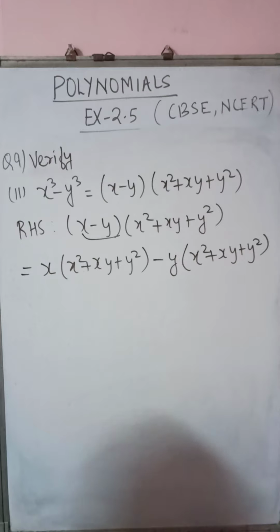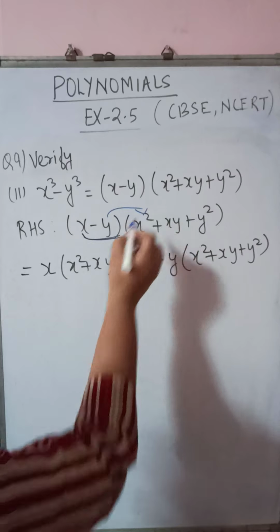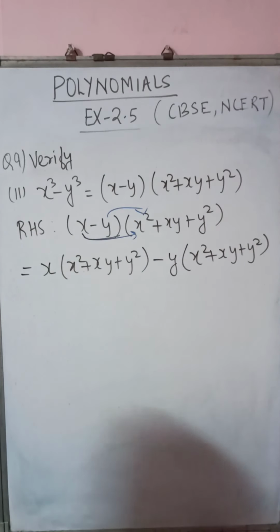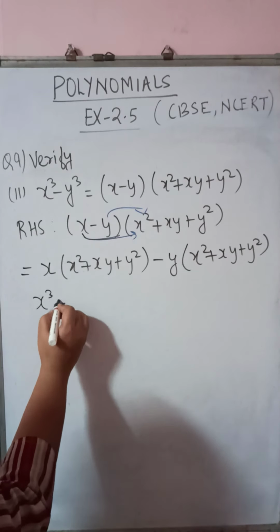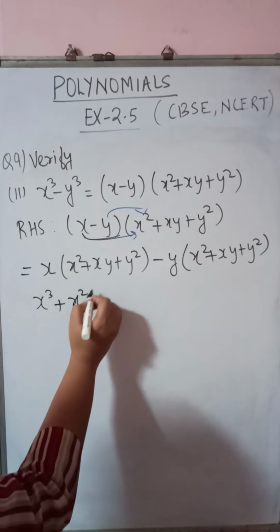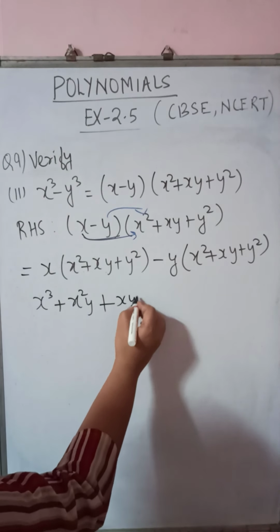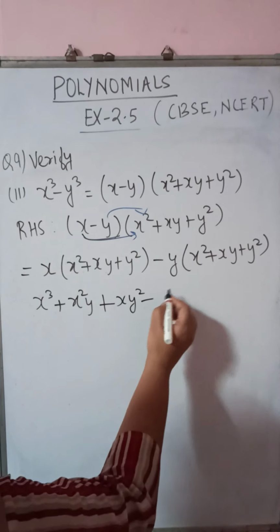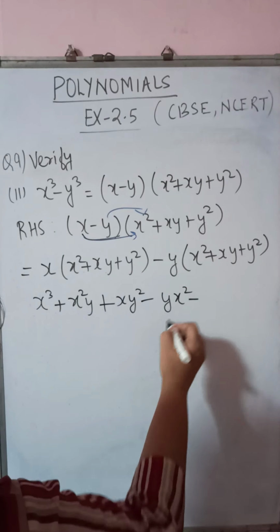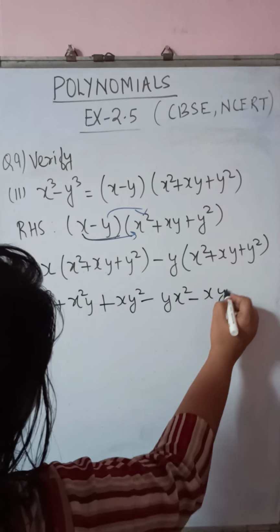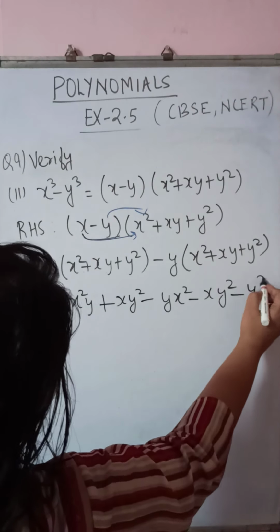First I have multiplied x with this and then y with this. So x into x square, x cube, plus x into x, x square y, plus x into y square, xy square, minus y into x square, yx square, minus into plus minus, y into xy is xy square, minus into plus minus, and y into y square is y cube.